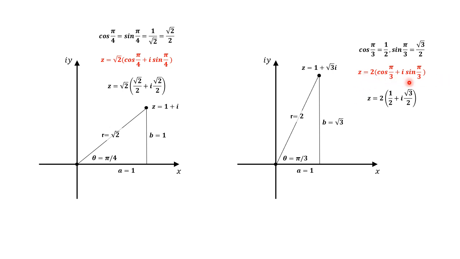Z equals 2 times the cosine of pi over 3 plus i times the sine of pi over 3. And again, we can do a cross check by putting in the values 1/2 for cosine pi over 3 and square root of 3 over 2 for the sine of pi over 3. And if you multiply 2 times that, you come back to the original. So we've checked our solution.